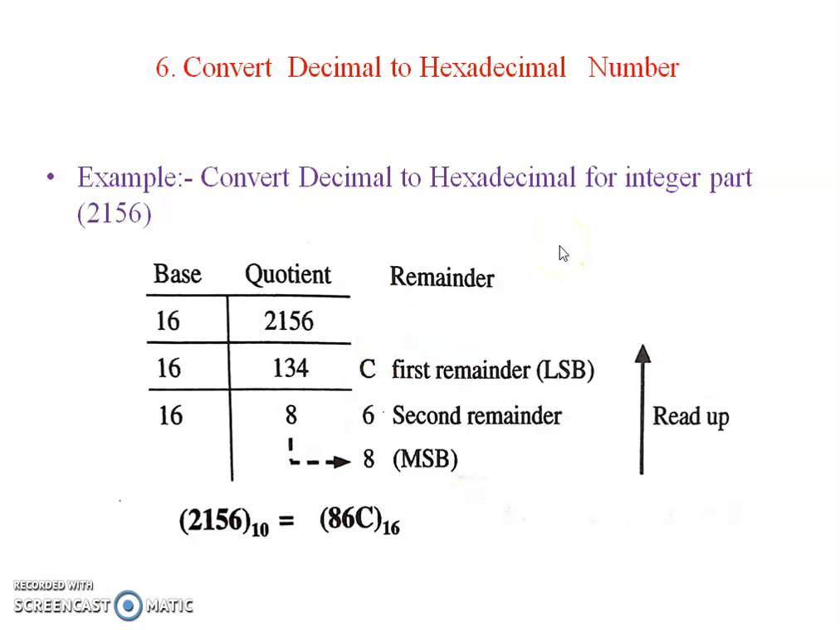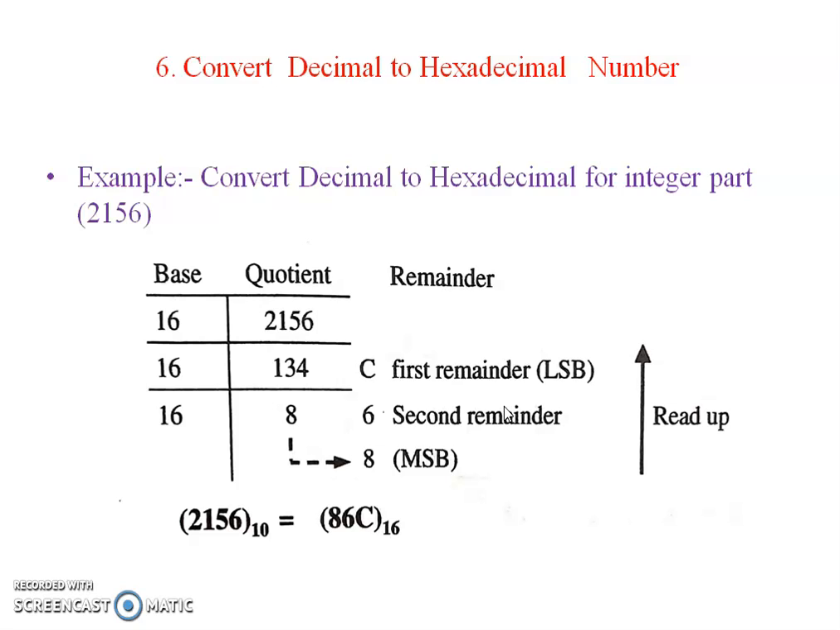So, to convert decimal to hexadecimal for an integer part, the first step is to write your decimal number. Here we write our decimal number, that is 2156. The next step is to divide the decimal number by 16, and the remainder obtained is the LSB of that particular hexadecimal number. Now the next step is to divide the quotient obtained from step 2, and the remainder obtained is the second LSB of the hexadecimal number.